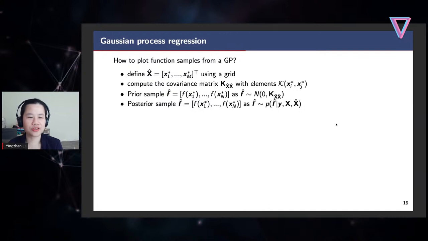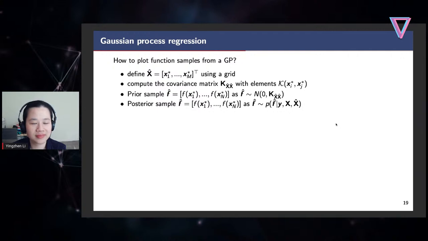So now let's try to understand a little bit more about GPs. Essentially, how are we actually going to plot a function sample from a GP? Because a GP is defined as a collection of an infinite number of random variables, it's hard to actually plot an object of infinite dimensions. But usually the way we plot GPs is something like this.